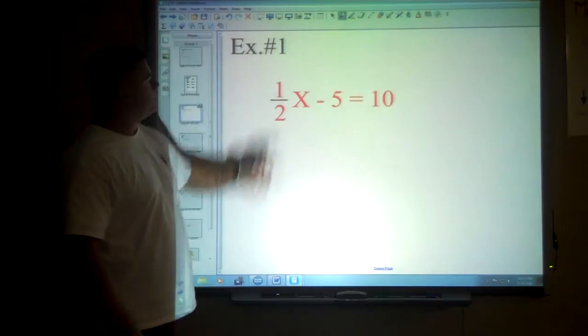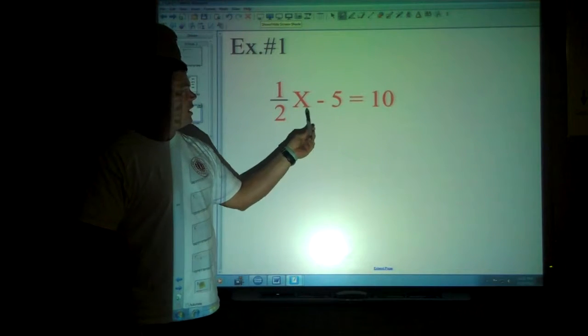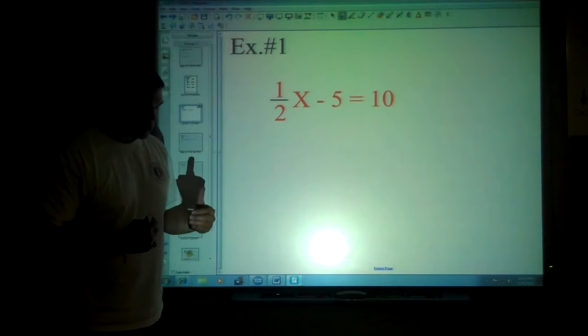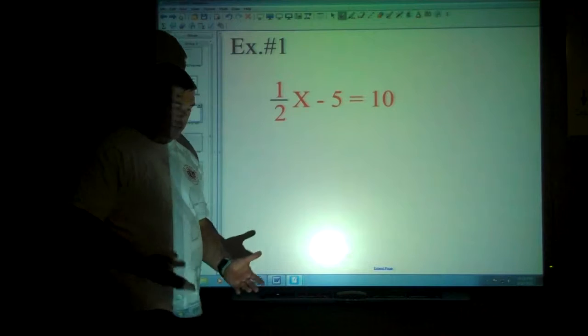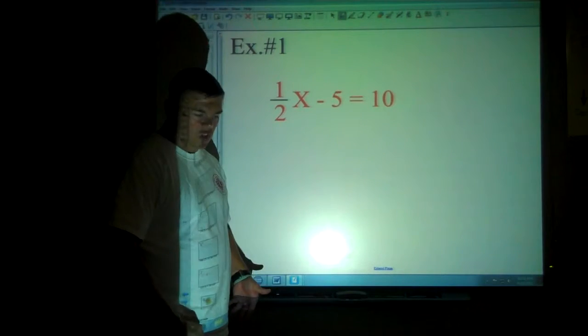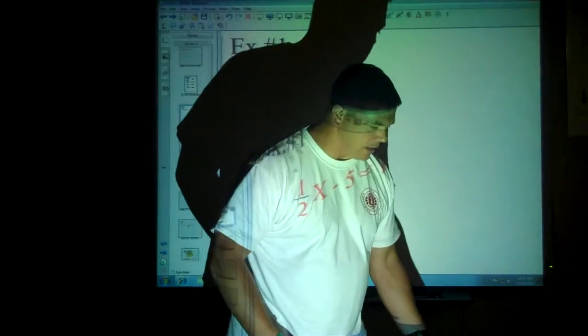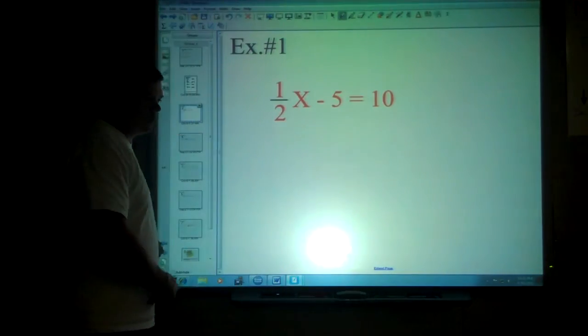So our first one. We've got 1/2 being multiplied by an unknown number, x, minus 5, then equals 10. Now remember, I've demonstrated before that here we are in a number, and we multiply it by 1/2, so that's like a step. And that gives us a new value. That value then is subtracted by 5 to result in 10. I need to undo everything to make it back to the original number.